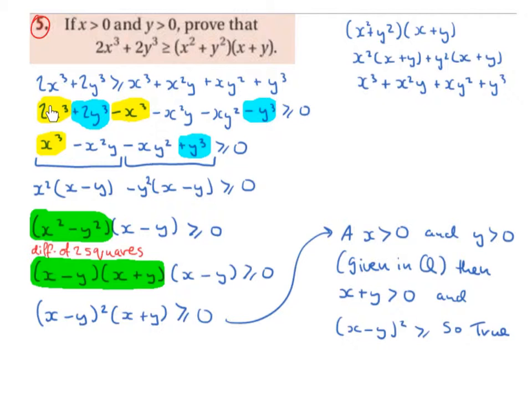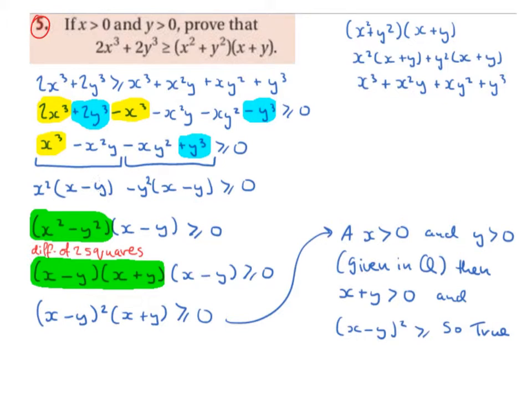Then I'm going to simplify. 2x cubed minus x cubed is x cubed, 2y cubed minus y cubed is y cubed. I'm going to bring down the minus x squared y and the minus xy squared, and that's all greater or equal to 0. Next I'm going to do factorization by grouping. So I'm going to factorize x cubed minus x squared y. So I'm going to have x squared multiplied by x minus y, and then I'm going to factorize minus xy squared plus y cubed, and I'm going to get minus y squared times x minus y, and this is all greater or equal to 0.